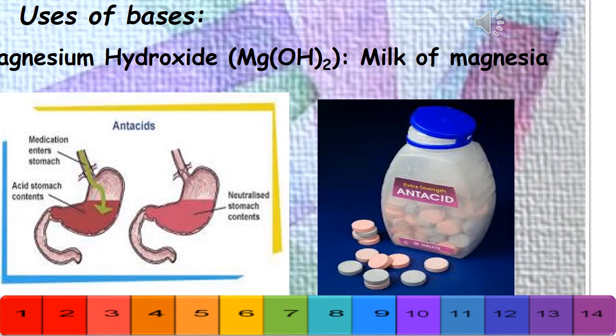You have magnesium hydroxide. I think I already told you when we started with the bases that it is called milk of magnesia, and it is actually a very important component of an antacid. Okay, that neutralizes the acid in the stomach and gives you relief from the acidity. Further, this is also used in the neutralization of acidic waste water released from industries.